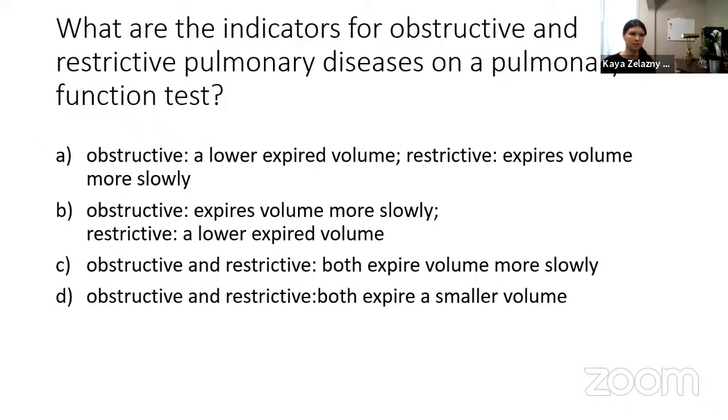So we're looking at how we can identify whether we have an obstructive pulmonary disease or a restrictive pulmonary disease, if we're testing a patient, looking at their FRC and their FEVs. Okay, I'll give you another couple seconds and we'll go over this.